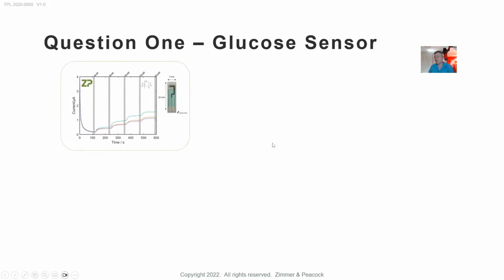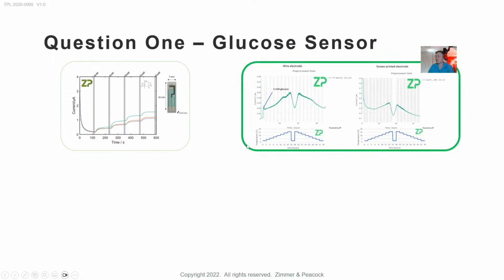This is a CGM, continuous glucose monitoring sensor from Zimmer and Peacock. We're testing it here at 0, 5, 10, 15 and 20. Quick shout out actually, everyone who attends a ZP workshop definitely makes a glucose sensor. So I think that might be a good thing for you.